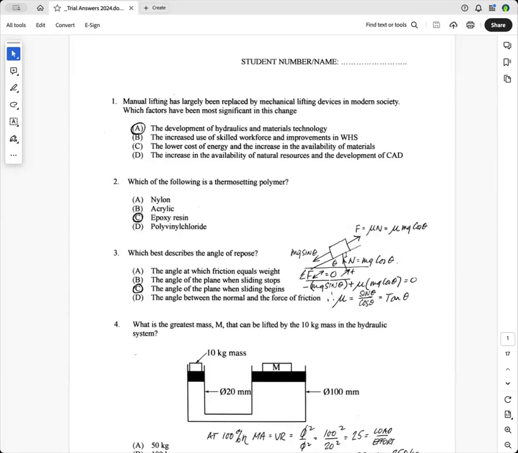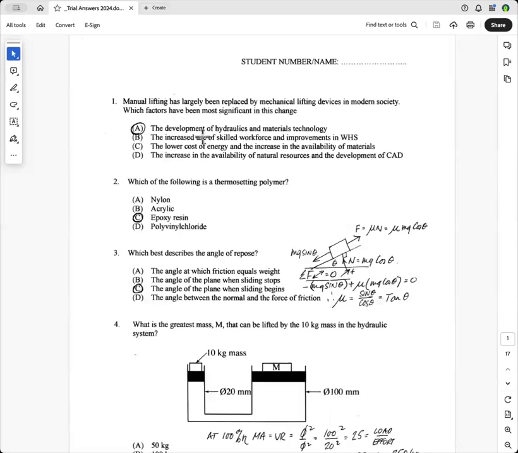I'd like to review the 2024 Independent Trial HSC that I set. And I was reasonably pleased with the results because we got a mean of around about 52, which indicates that the exam was pretty fair. So let's just go through the multiple choice first.